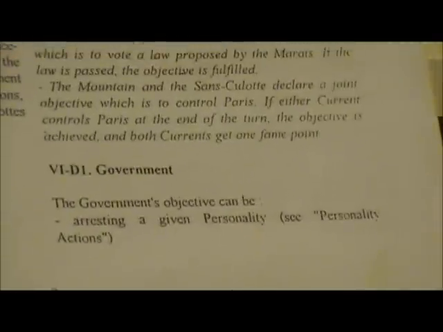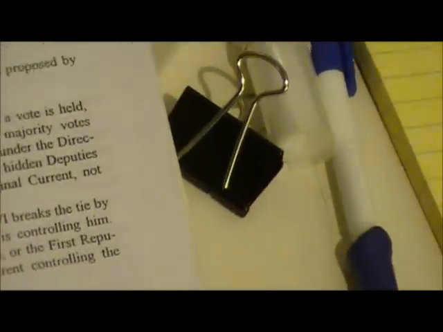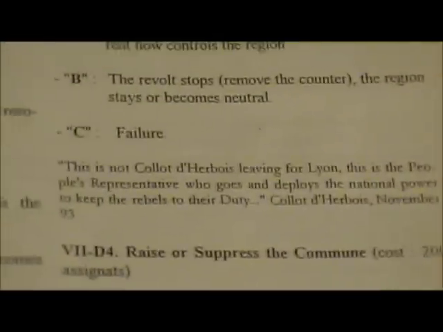All right. So here I'm going to show you an example of why I'm not sure I trust the rules as opposed to the examples. This is for actions that the government can take as objectives. And one of those actions is suppressing a revolt in a given region or suppressing the Commune of Paris using a regional action. And then under suppressing the Commune, we have to go back to raise or suppress the Commune.